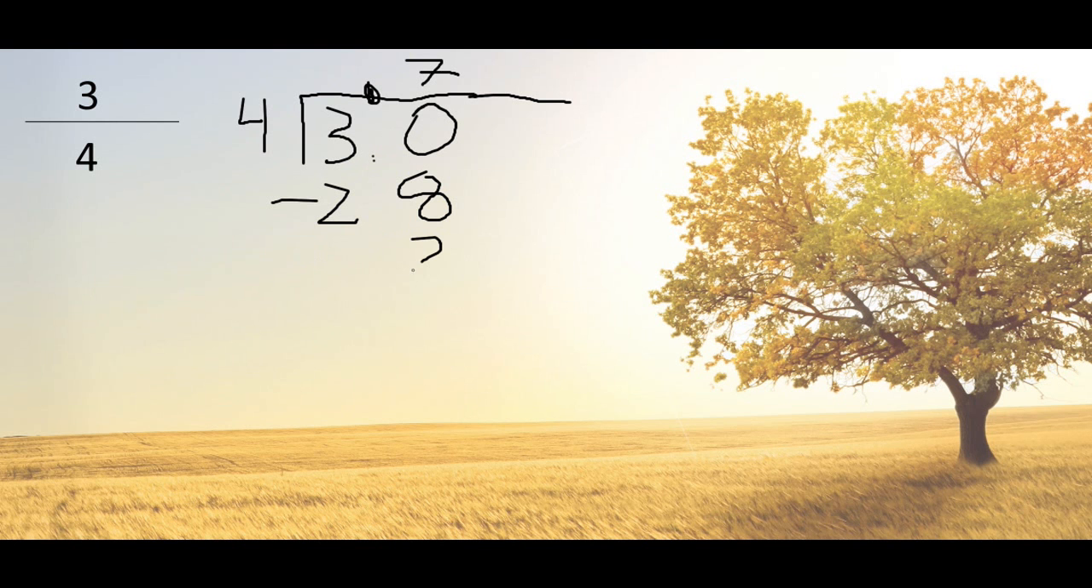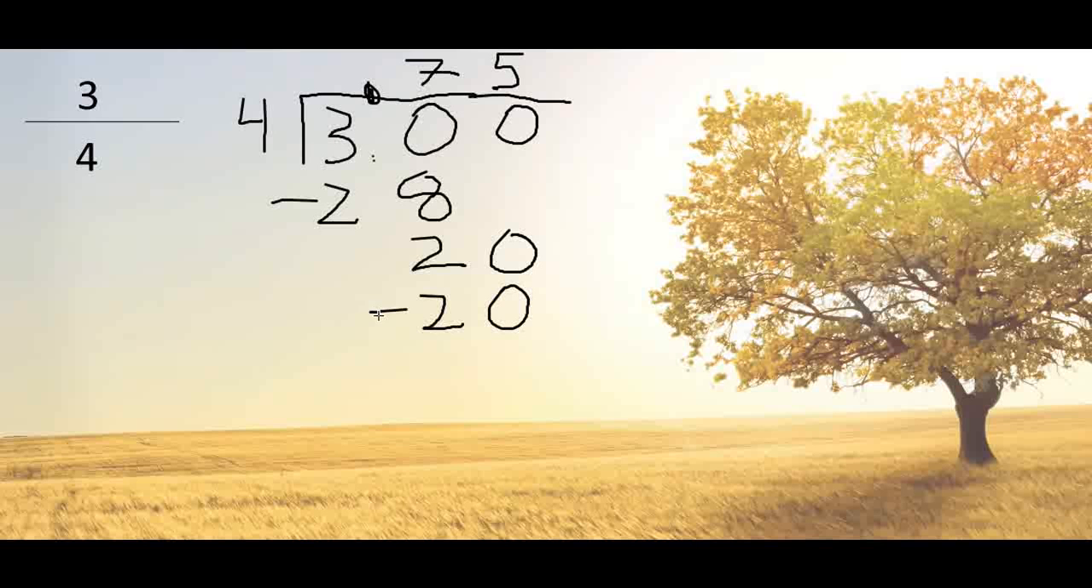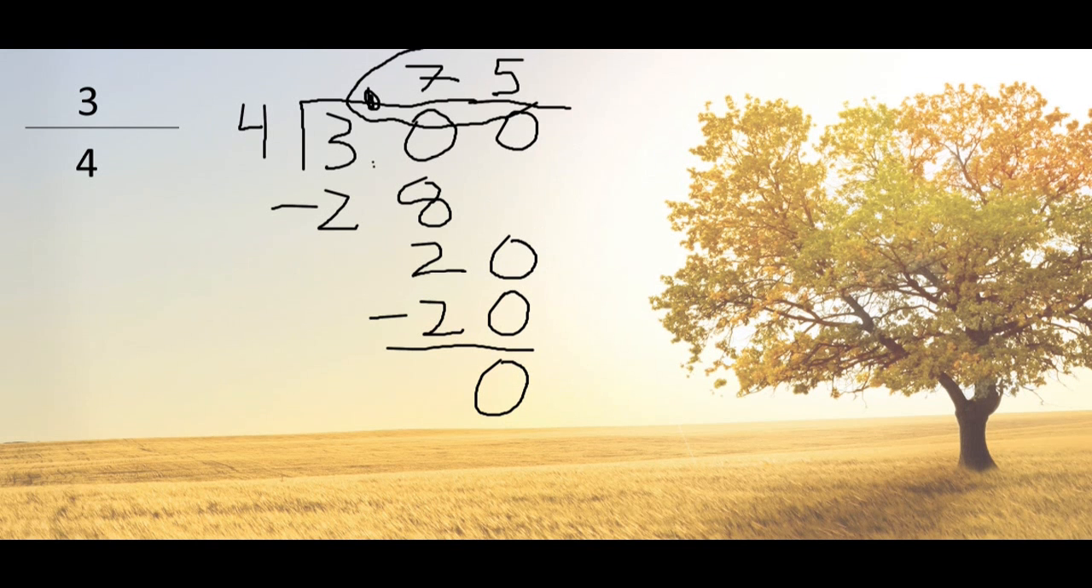That leaves 2. Oh, make a new 0. Drop the new 0. How many times does 4 go into 20? 5 times. 5 times 4 is 20. And that's 0. And then that means there's no remainder, which means we are done. Our long division is complete, and our answer is 0.75.